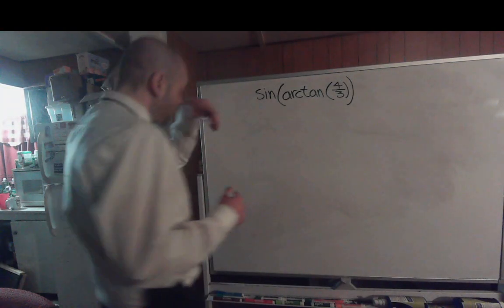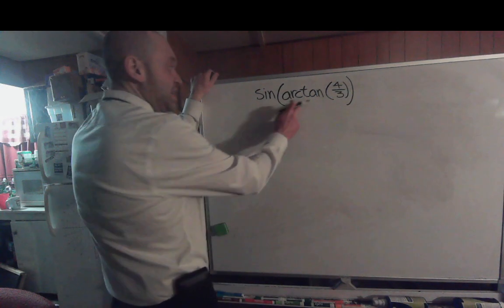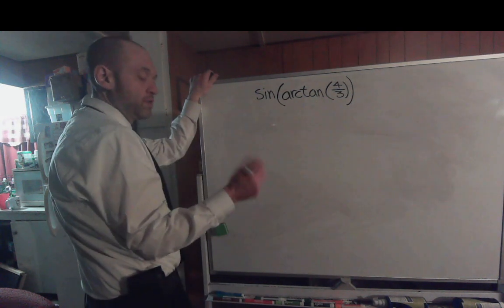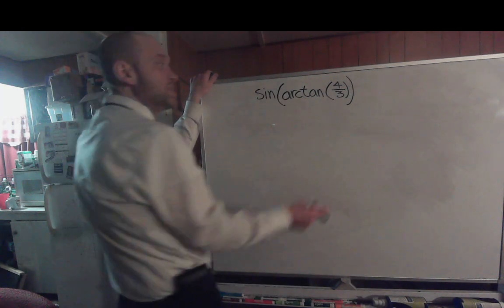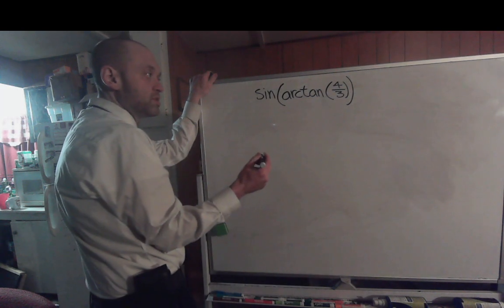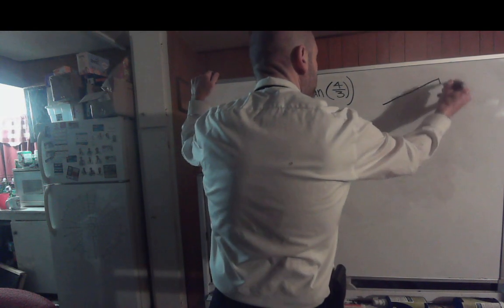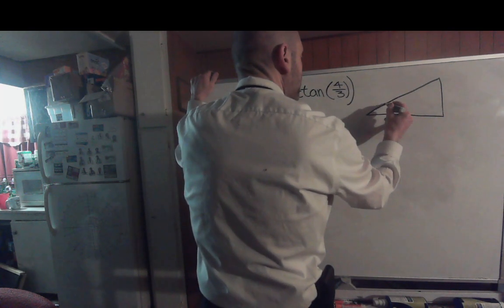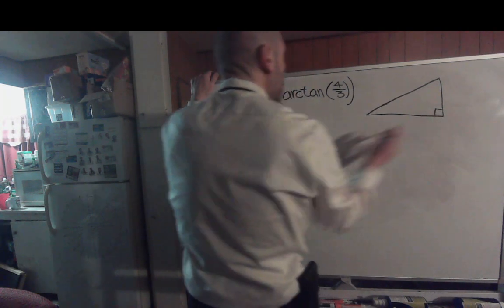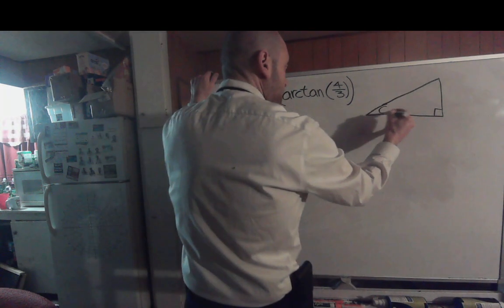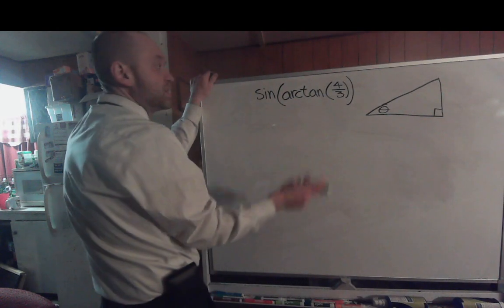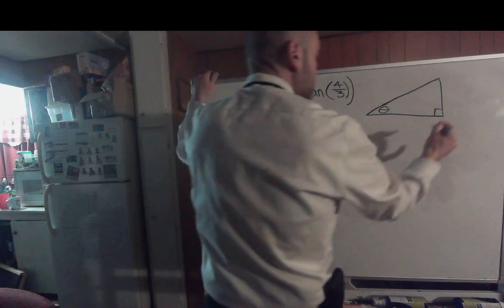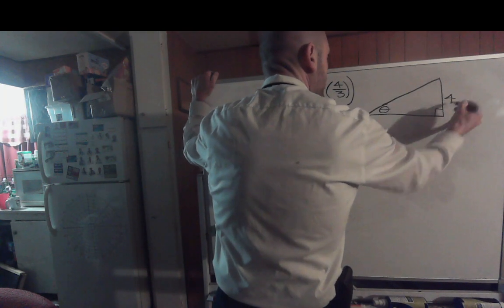So you have inside the arctangent of 4/3. This is asking you what's giving you a tangent of 4/3. So set yourself up a right triangle. So go ahead and do that. So we'll call angle theta. We'll have an angle theta where the tangent is 4/3. So 4/3.